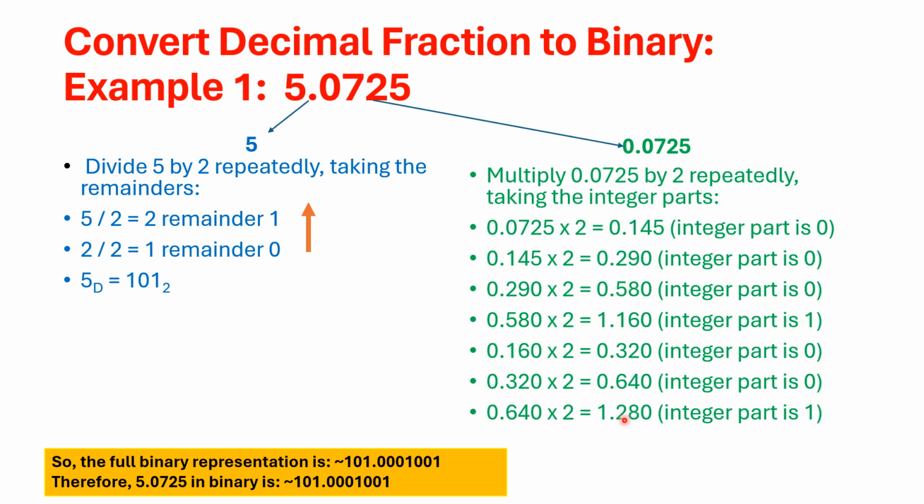Obviously, it will continue with more bits, and with any number of them we will get a more exact conversion of 0.0725. 7 or 8 bits are significant to represent in our exam. So we just write that 5.0725 is approximately equal to 101.0001001, which is the required conversion of the 5.0725 decimal number into binary.